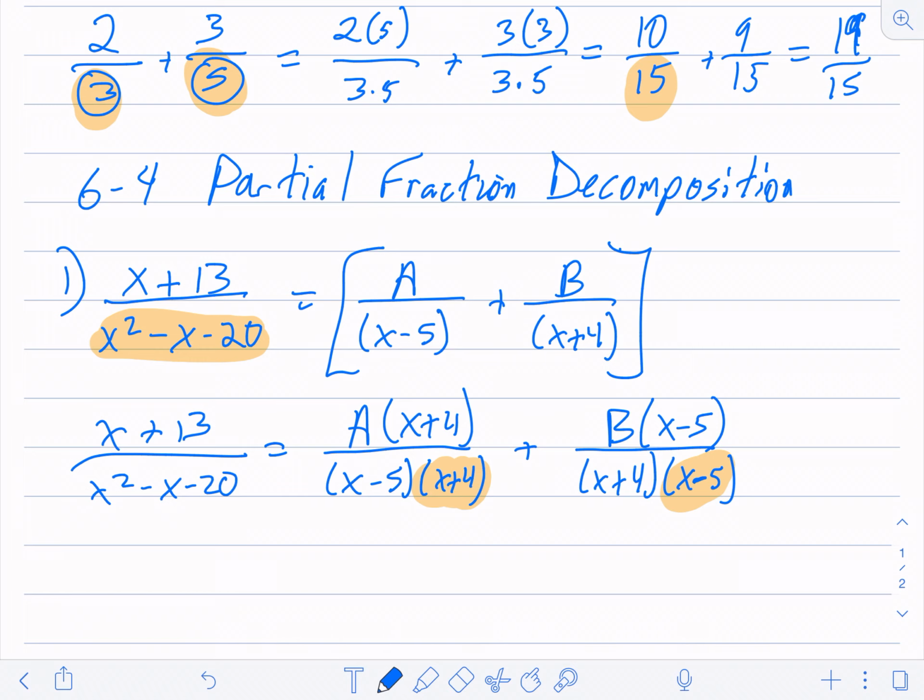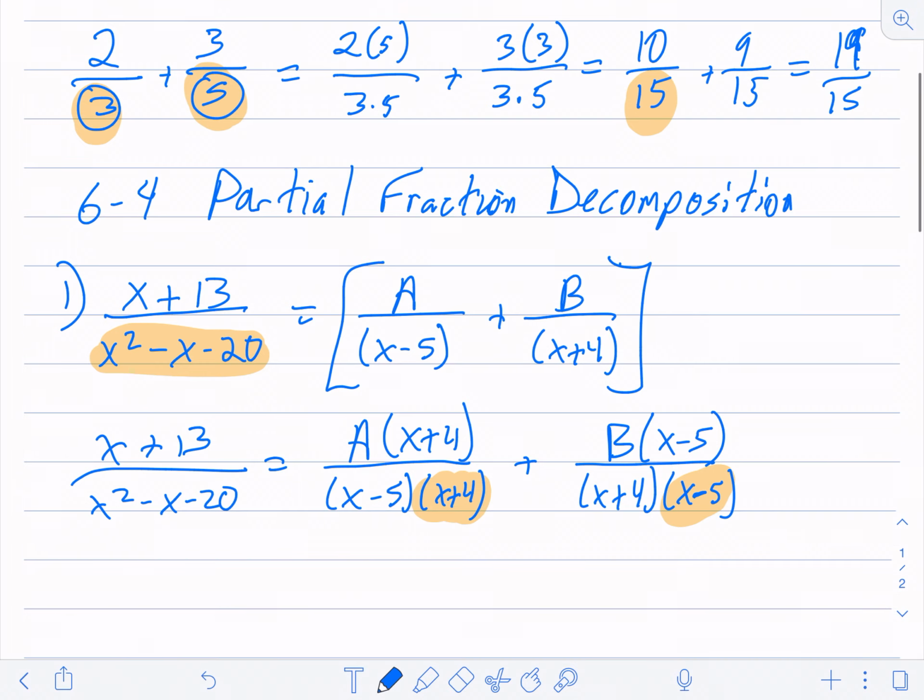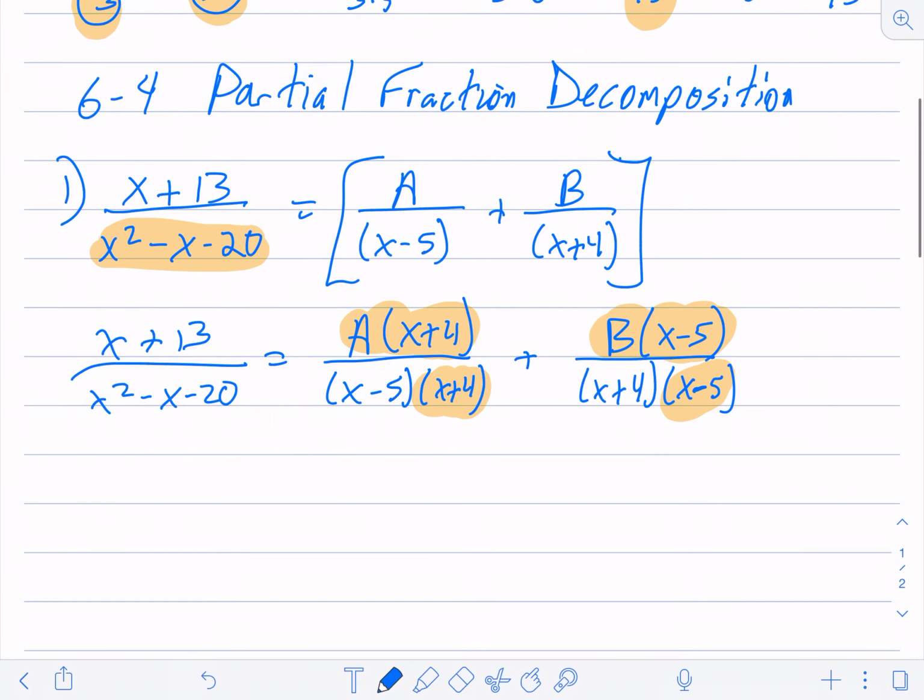I've now combined them using my least common denominators, and just like I did up here when I had to multiply the 2 times the 5 and the 3 times the 3, I had to multiply the a times x plus 4 and then multiply the b times x minus 5, so I get equivalent fractions. Well, now that I have all of these denominators the same in this entire equation, do you remember when you have fractions that are equal and you have denominators that are all the same, you can ignore the denominators.